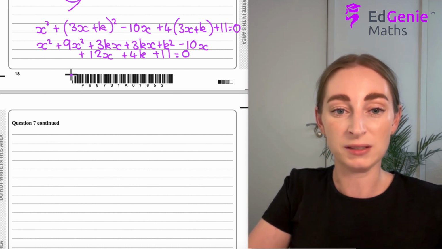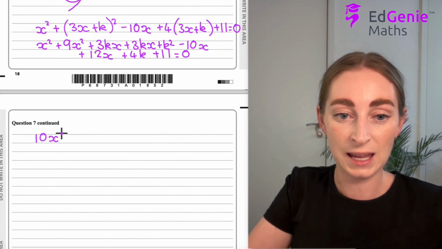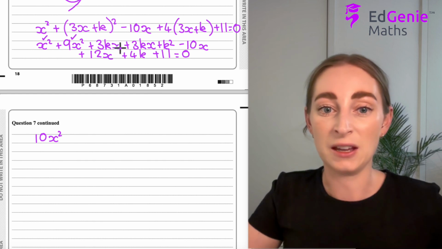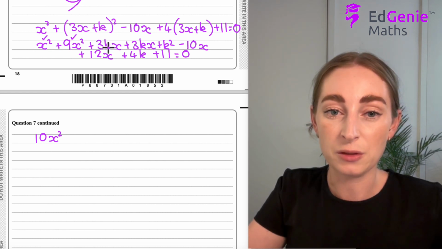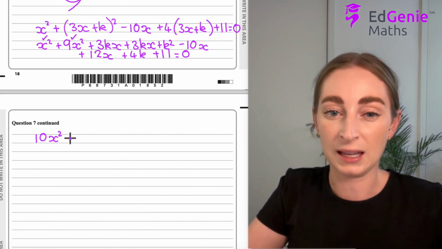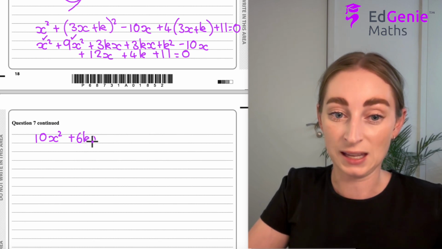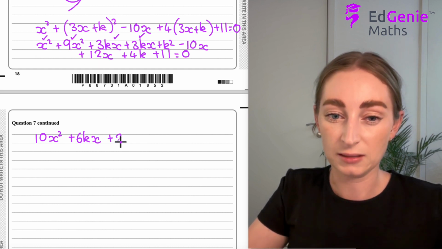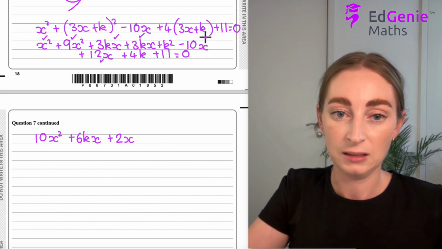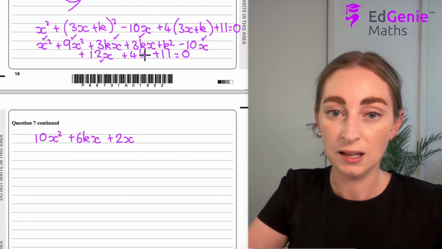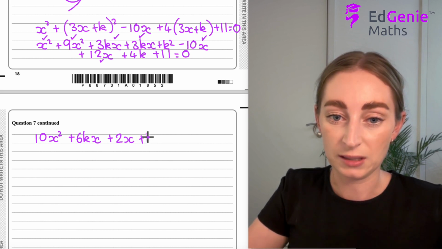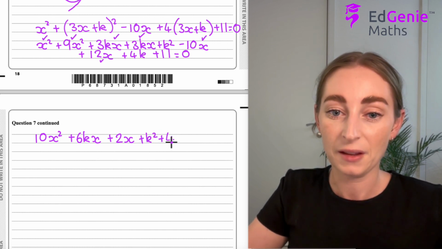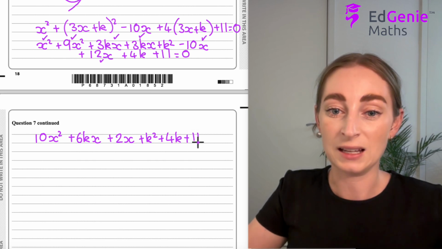So we've got x squared plus 9x squared, which is 10x squared. I'm just going to put a little tick so I know that I've done those terms. We have got 3kx plus 3kx. So there's going to be 6kx. Done. Done. Minus 10x plus 12x. So that's going to be 2x. Done and done. Then we have got k squared, 4k, and 11.